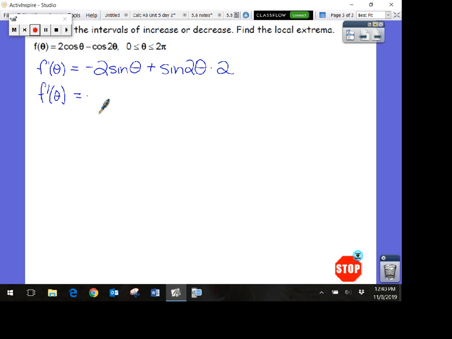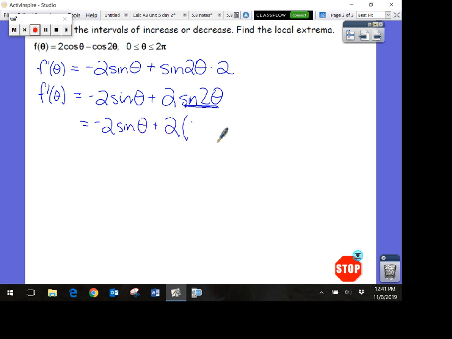So we have f prime of theta equals negative 2 sine theta plus 2 sine 2 theta. You wouldn't have to use that step to rewrite it, you can if you want. But sine 2 theta isn't something we can evaluate. We don't have enough information, so we've got to go back to pre-cal. That's the double angle: negative 2 sine theta plus 2 times 2 sine theta cosine theta.